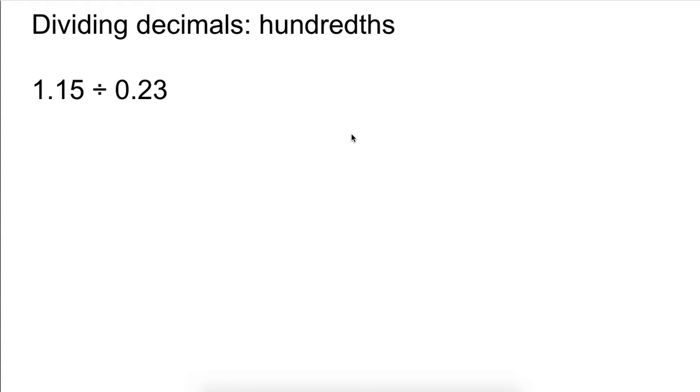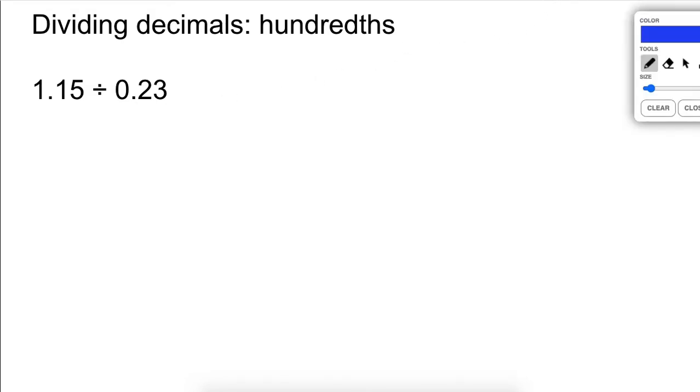Our first problem is 1 and 15 hundredths divided by 23 hundredths. First of all, we need to set this up in our standard algorithm. The number out front goes underneath our division bracket. So we have 1 and 15 hundredths divided by 23 hundredths. You could work through this with a decimal, but it becomes quite confusing, so there is a way to get rid of the decimal.